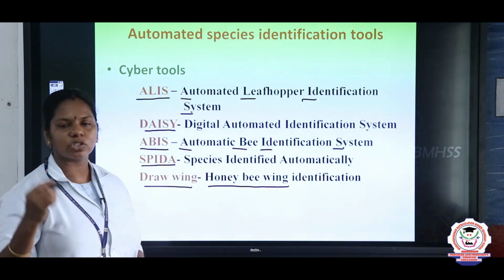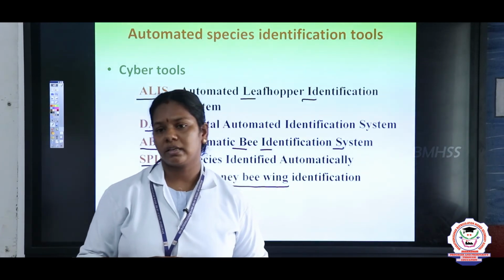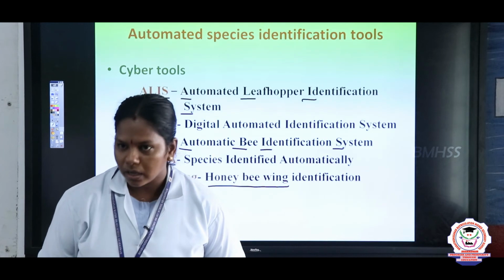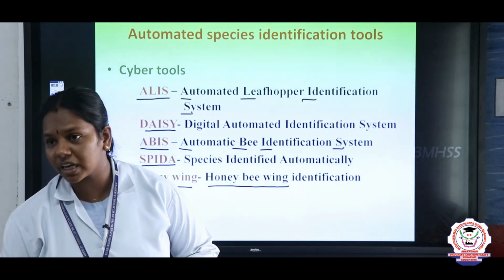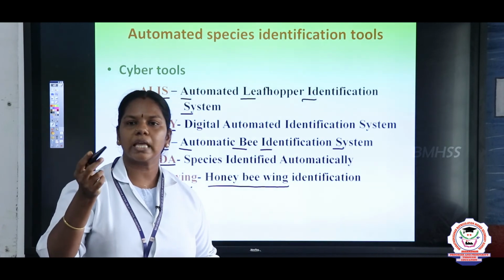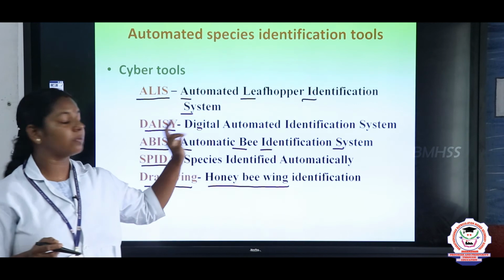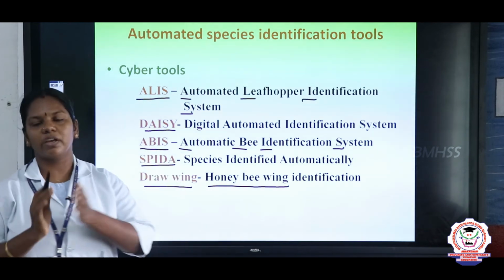Now I will ask you some questions, children. Soumya, just answer my question. Abbreviate ABIS. ABIS, automated bee identification system. Yes, very good, Gayatri. Can you say the abbreviation of DAISY? Yes, digital automated identification system. Very good, children.